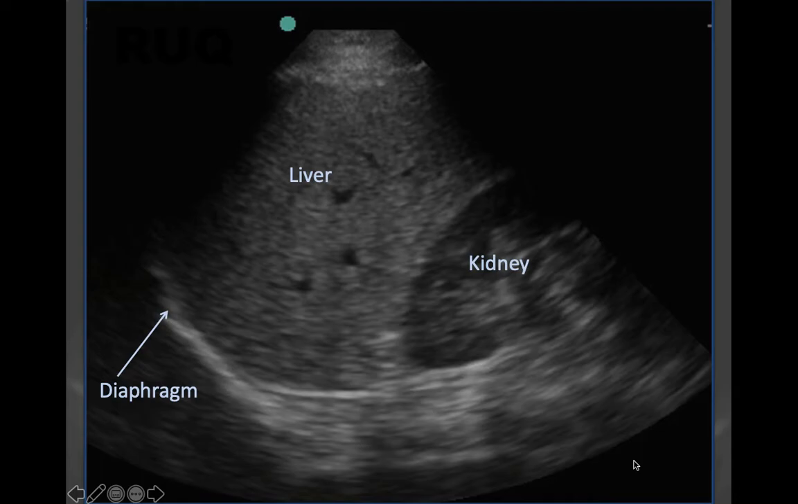Morrison's pouch lies in that hepatorenal interface, which is now visible as that crisp white line of Giroux's fascia. This is a normal FAST exam picture of the right upper quadrant.